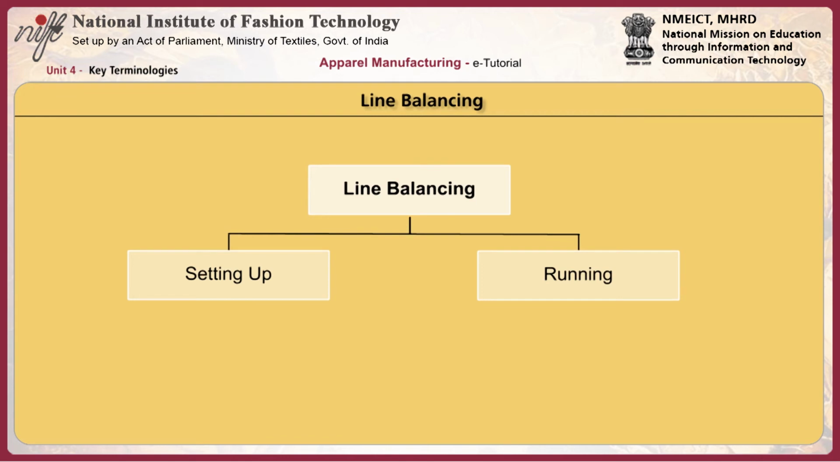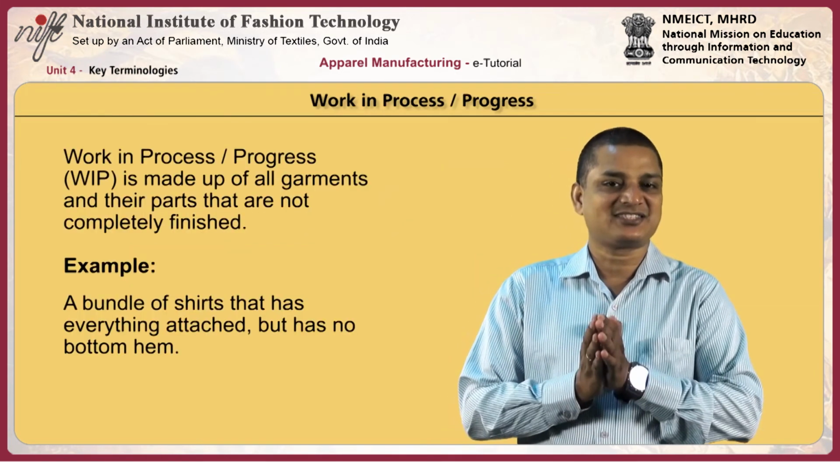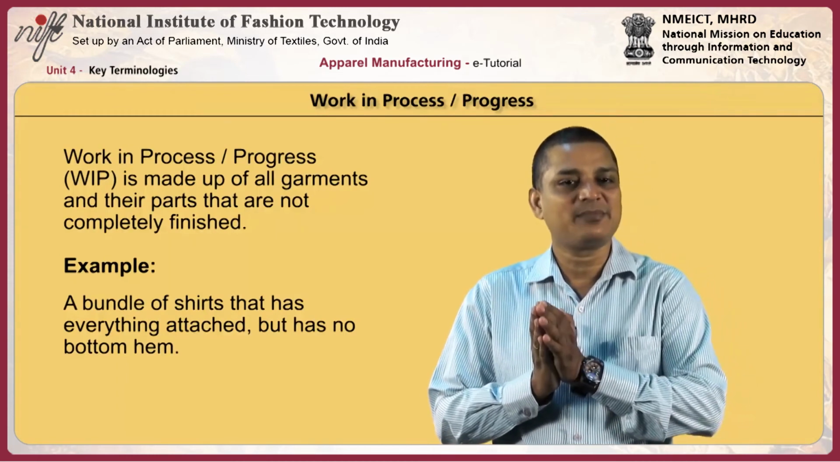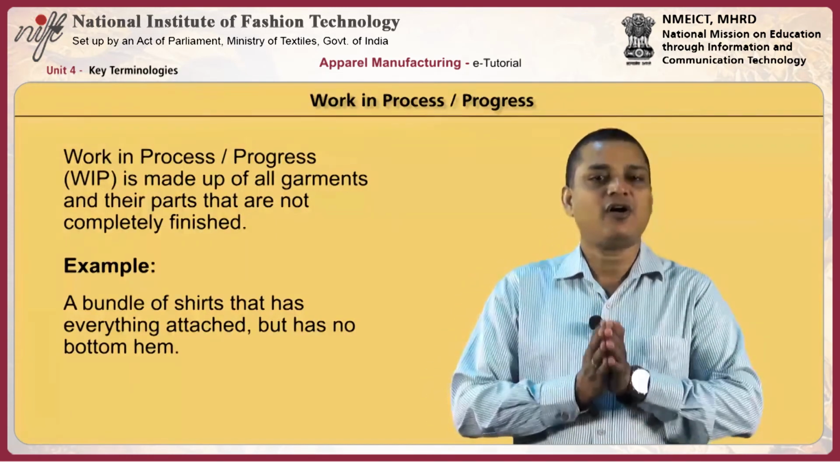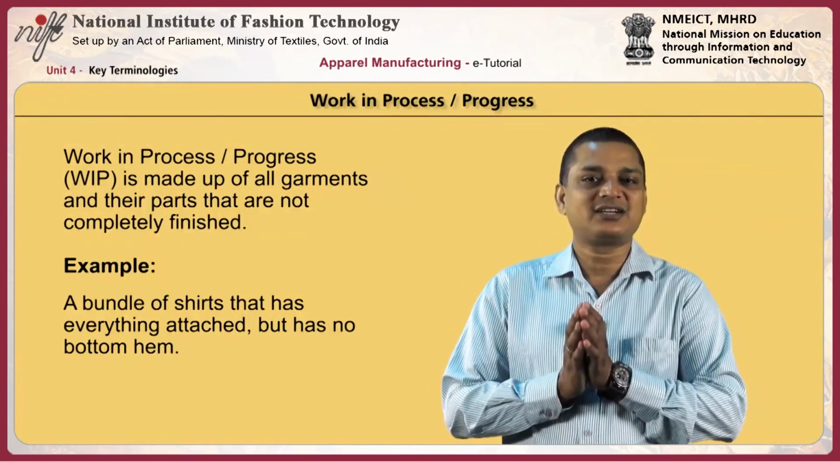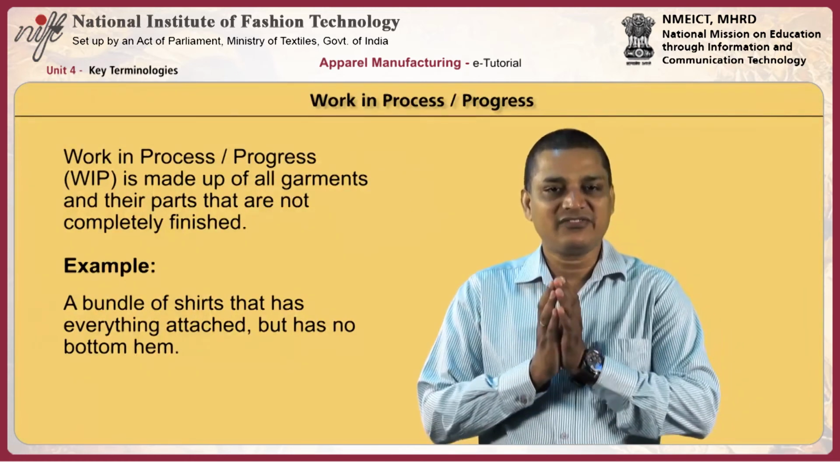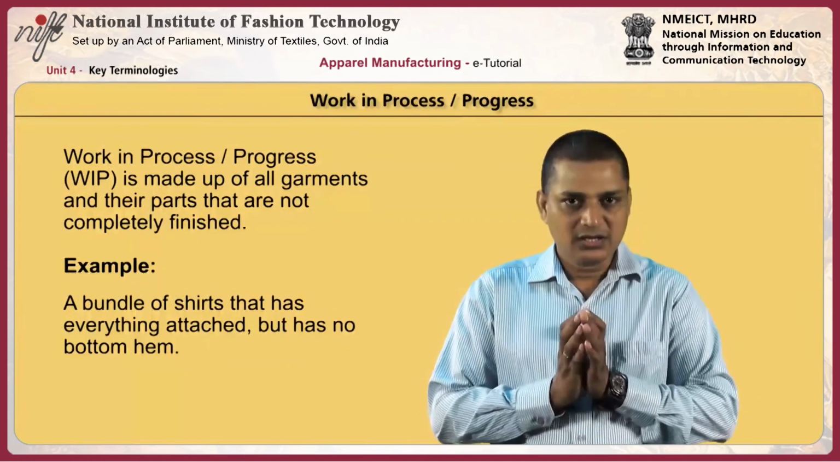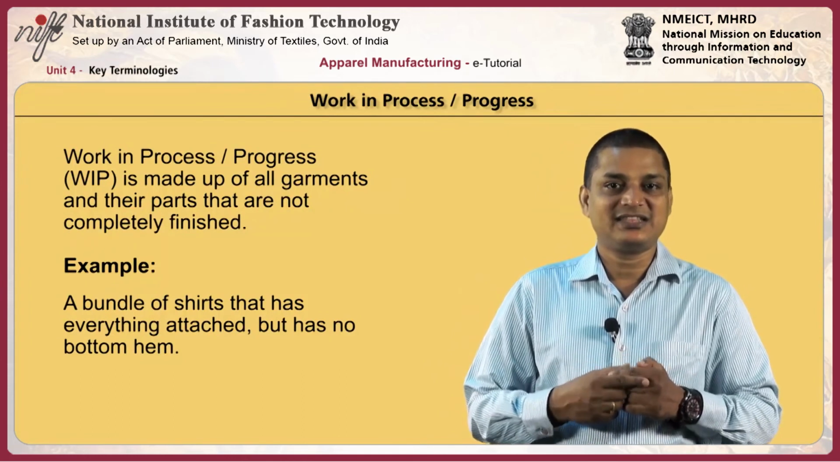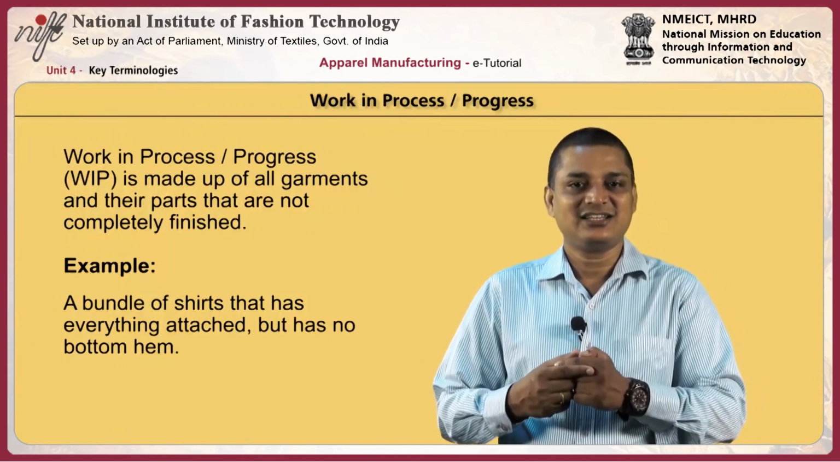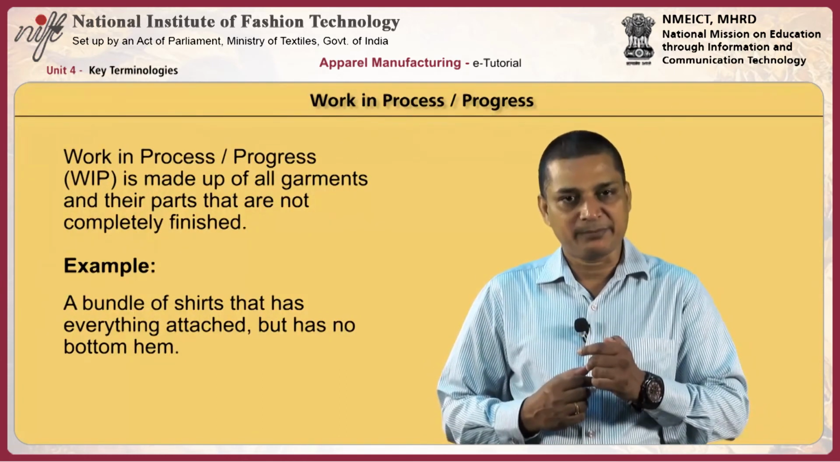But in any instance, line balancing concerns itself with two distinct applications: setting up a line and running a line. Work in progress, also known as WIP, is made up of all garments and their parts that are not completely finished. For example, a bundle of shirts that has everything attached but has no bottom hem.